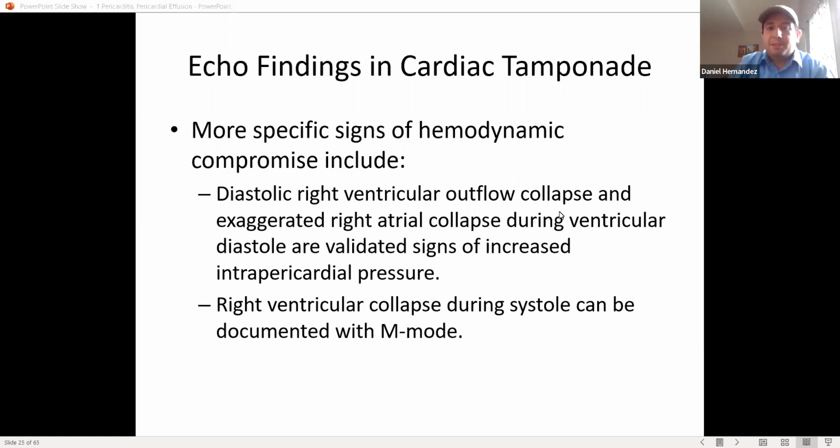So again, we're going to use our more specific hemodynamic signs for diagnosing cardiac tamponade. The most important are going to be our diastolic right ventricular collapse and exaggerated right atrial collapse during ventricular diastole, as signs to validate that there's increased intrapericardial pressures. So that right ventricular collapse can be seen during diastole and can be documented on M mode as well.